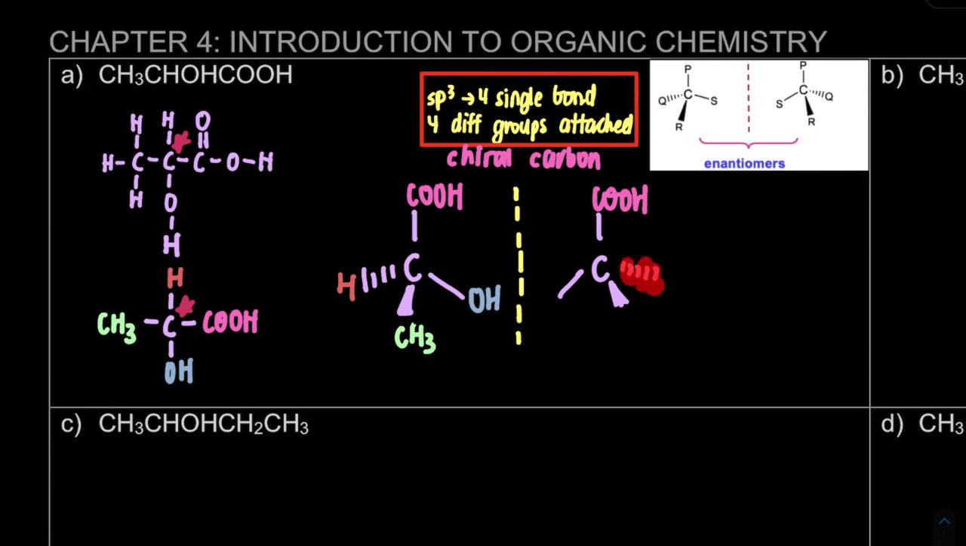Okay, here we have the dash line, and on the dash line we have H. Okay, copy it back. Then we have the wedge line with CH3. Okay, CH3. Last but not least, we have OH.